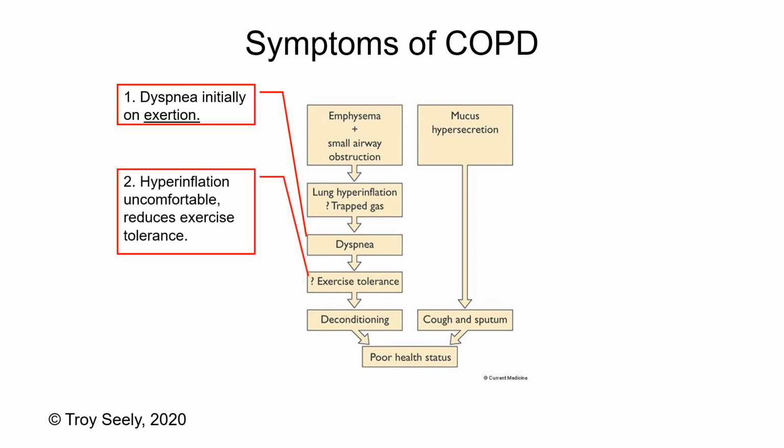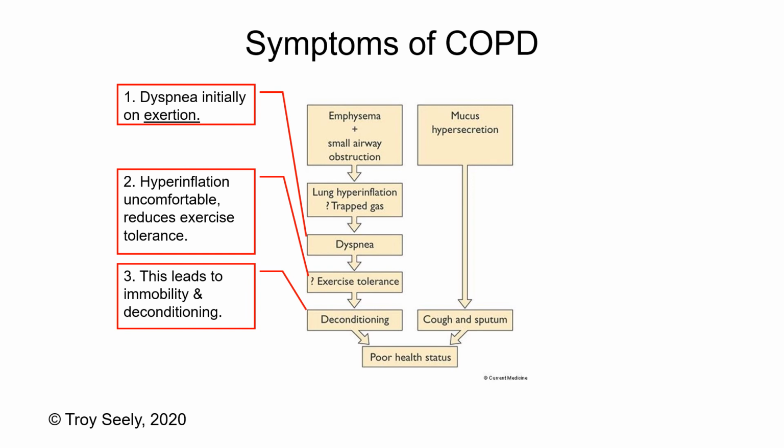And then your exercise tolerance starts to become less and less. With hyperinflation, it becomes uncomfortable to try to participate in exercise. Your tolerance is reduced. It's harder to breathe. It's harder to breathe out effectively. And that's going to affect your overall tolerance related to exercise. This leads to immobility and deconditioning. Your muscle mass becomes less so. Your ability to perform activities is limited, and this can lead to a poor health status.